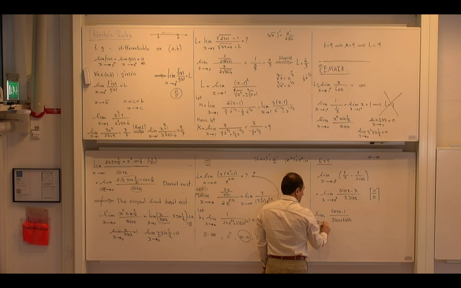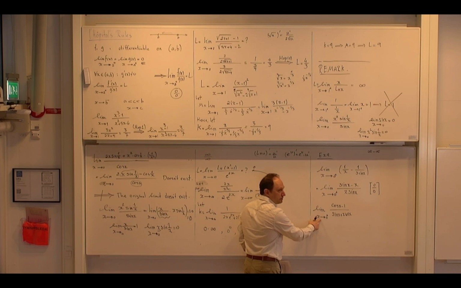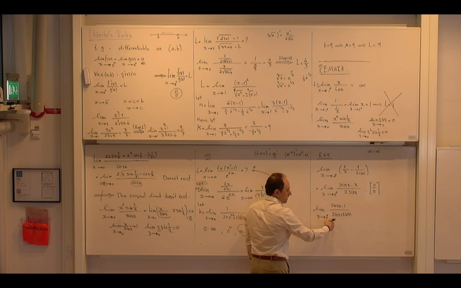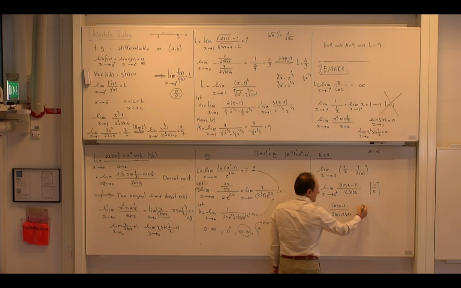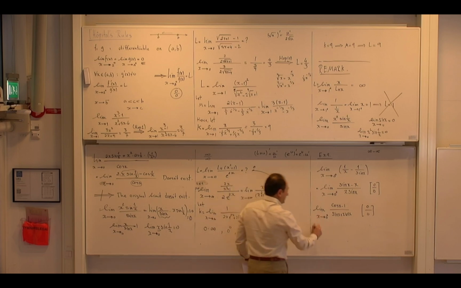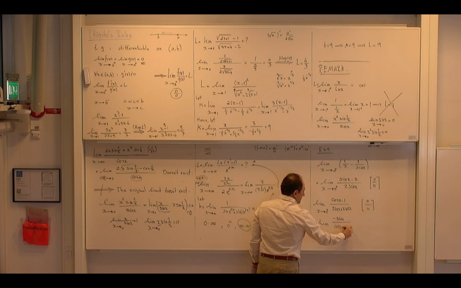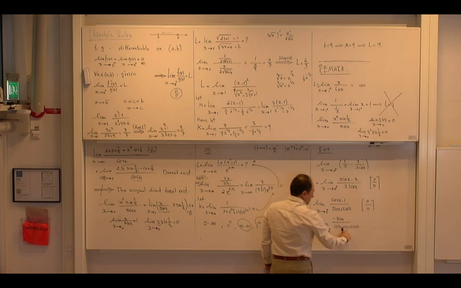X goes to 0 from the right. But again, what type of limit am I facing? Unfortunately, another 0 over 0, because if I put 0, the numerator becomes 0, and sine of 0 is 0, so the denominator is 0. That's again 0 over 0. Still, L'Hôpital's rule is applicable. I have to do one more. The derivative of the numerator is minus sine x. The derivative of the denominator, by the product rule, is cosine x plus cosine x minus x sine x. X goes to 0. So if you don't mind, let me simplify this.